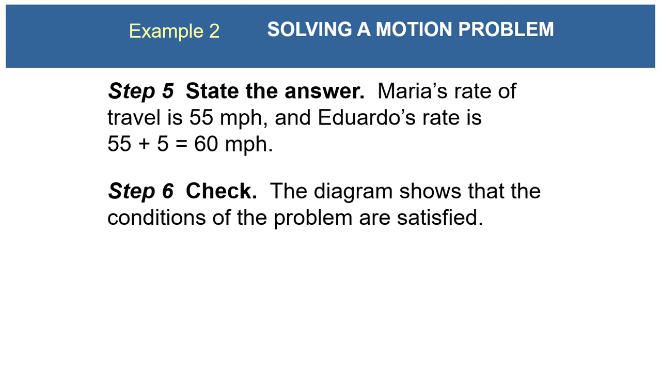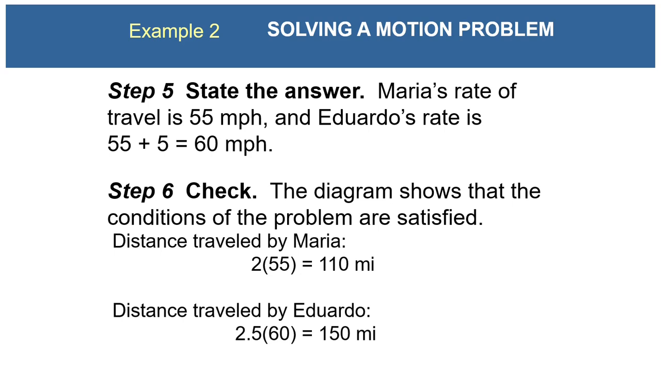Let's check our work. The diagram shows that the conditions of the problem are satisfied. Plug these values into the original problem and you will know that these are good solutions. The distance traveled by Maria is 2 times 55, which is equal to 110 miles. The distance traveled by Eduardo is 2.5 times 60, which is equal to 150 miles. And if you check the difference between their distances, we have 150 minus 110 is equal to 40 miles. And we know in the problem that they have a difference of 40 miles between their distances.